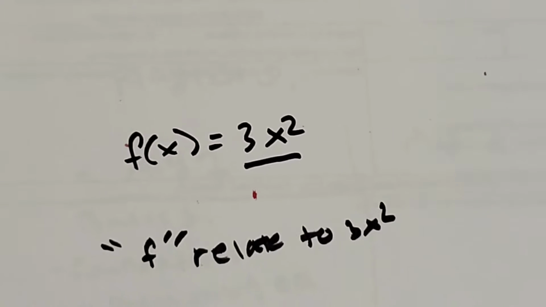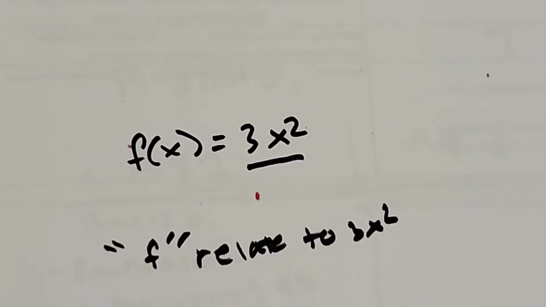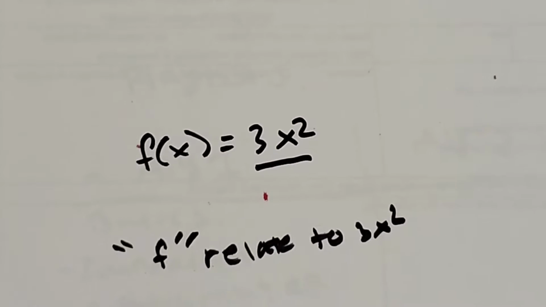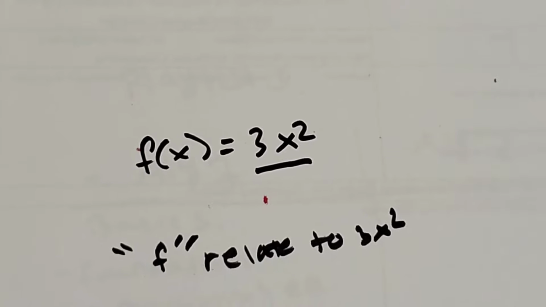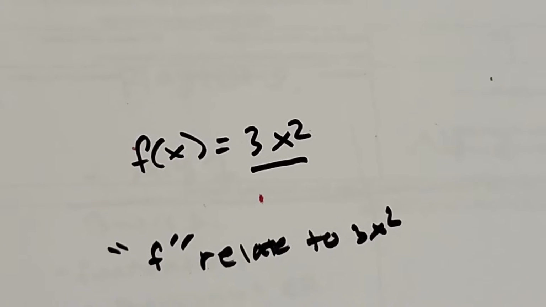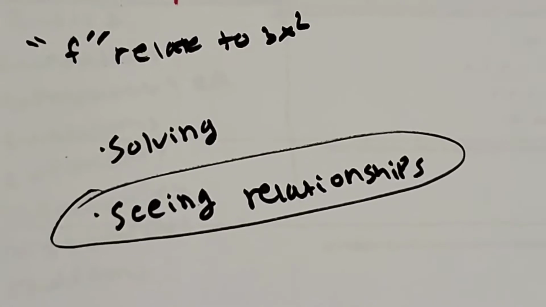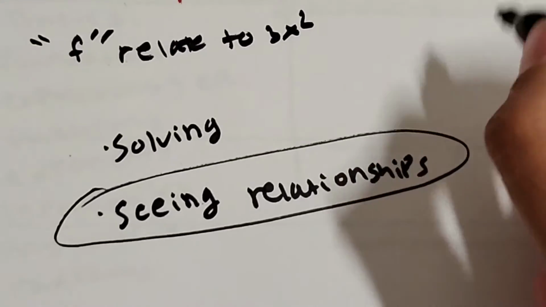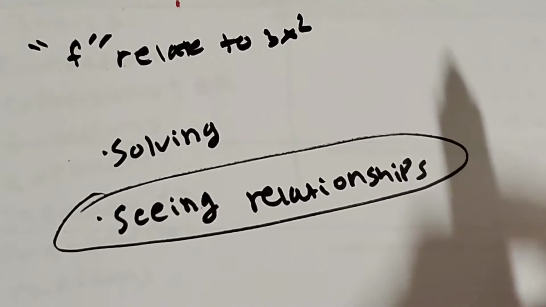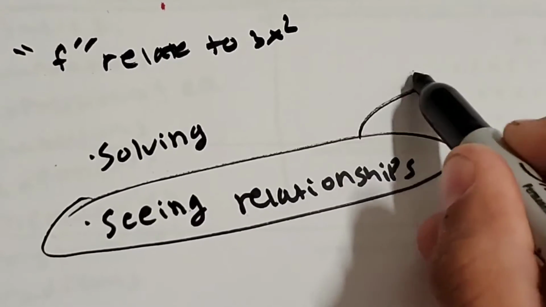Another example is in function notation. The function of x is equal to 3x squared. And how does a function f relate to 3x squared? The two trains of thought when it comes to algebra are solving and simplifying equations and seeing the relationships. And in my opinion, this idea of seeing the relationships between different variables is more important.